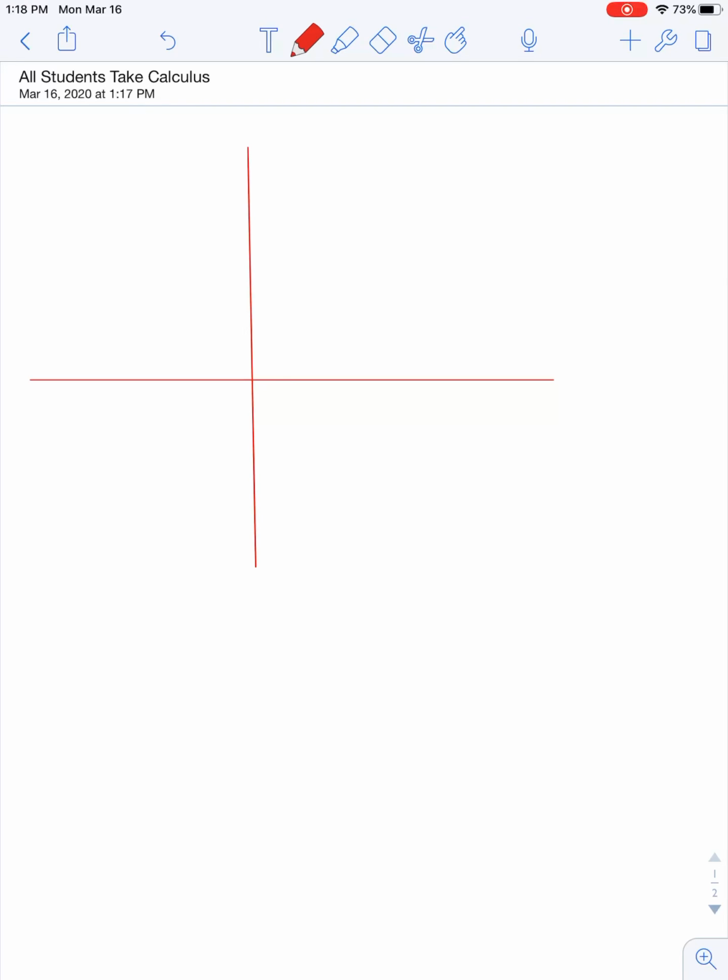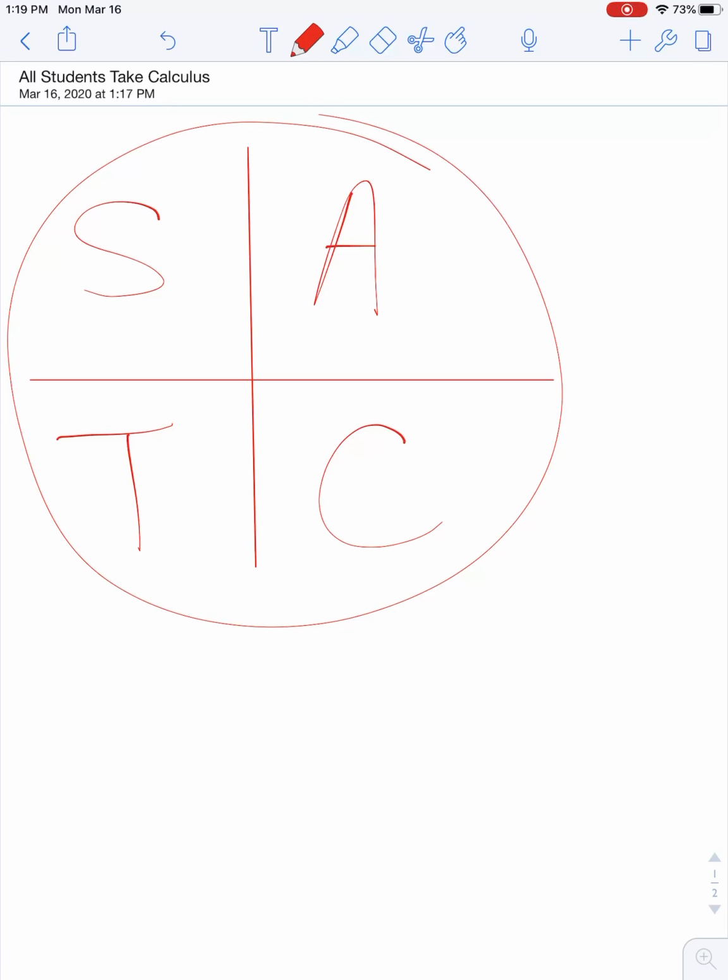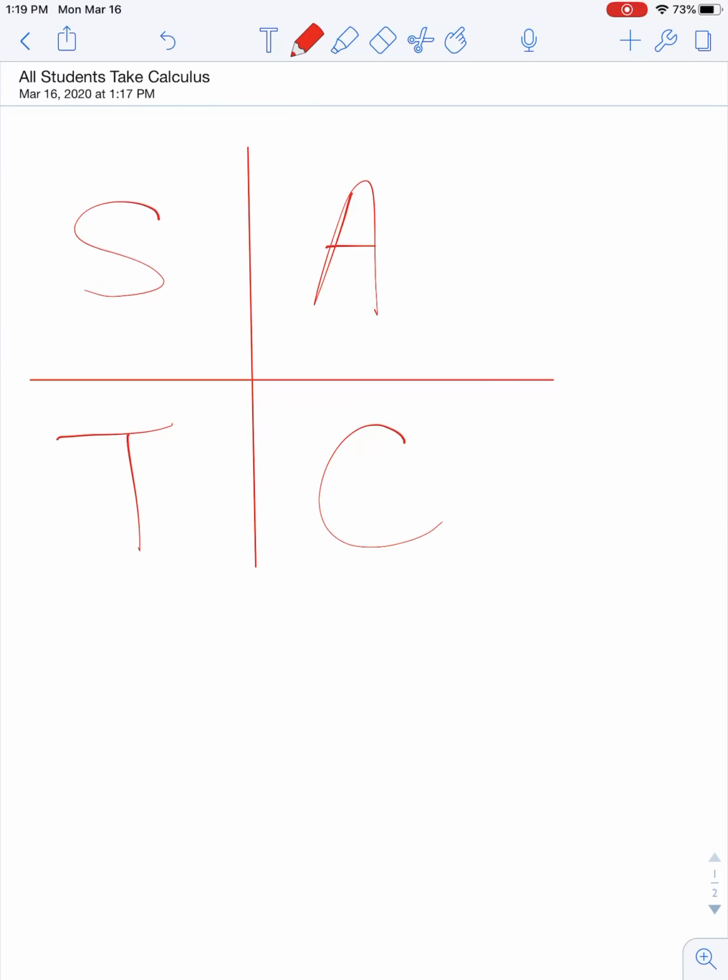So this is what I mean by All Students Take Calculus. All in the first quadrant, Students in the second quadrant, Take in the third quadrant, Calculus in the fourth quadrant. If you were here in school, I would be yelling this all the time. This is going to be a very important thing. I would have told you to put this at the top of your paper when you take your test.